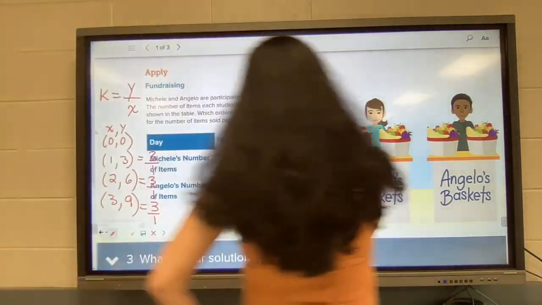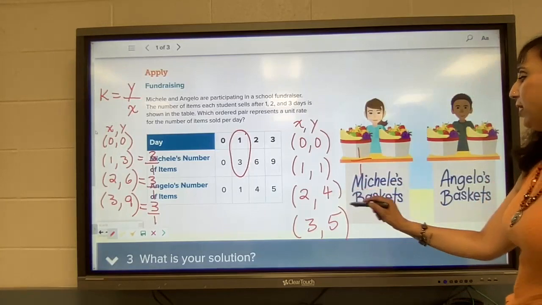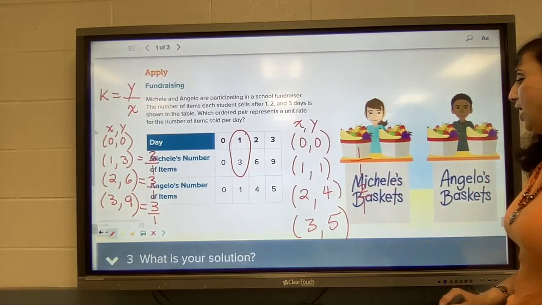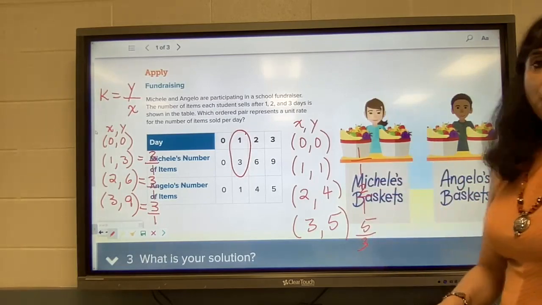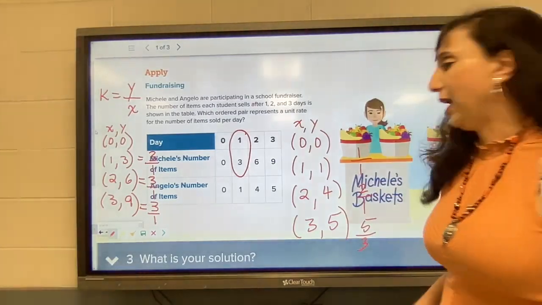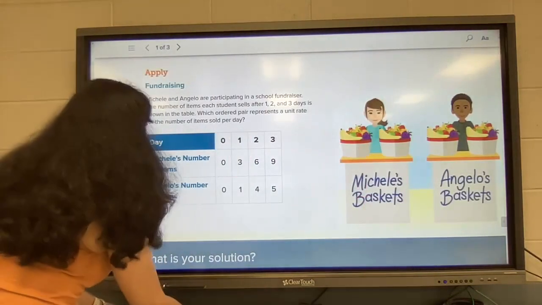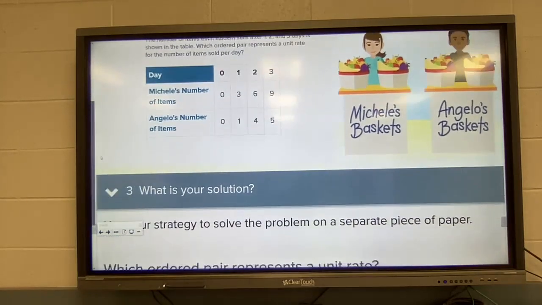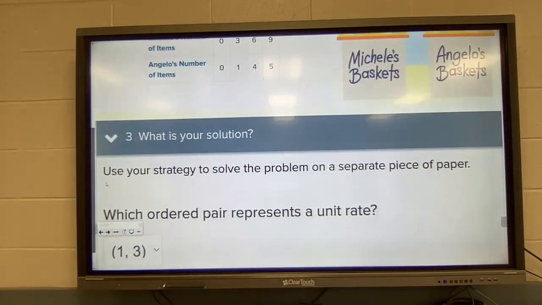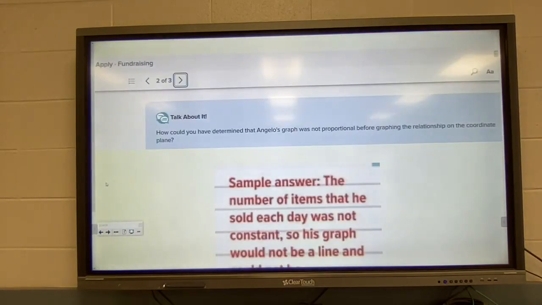In this case, no, because you have 1 over 1, and then 4 divided by 2, you have 2 over 1, and then you have 5 over 3. So yeah, that is not proportional at all. Okay. So as we said, the solution for this one is the ordered pair (1, 3). We talked about that. All right.